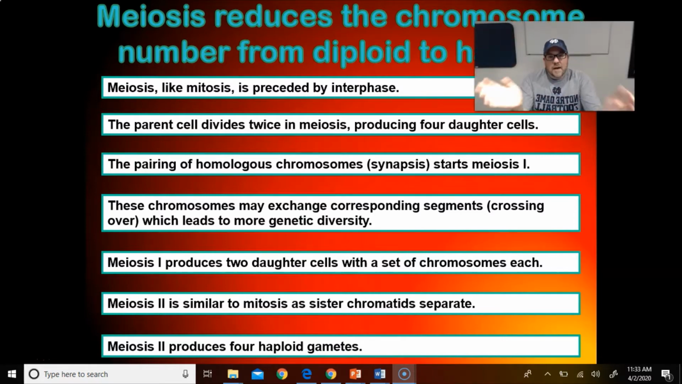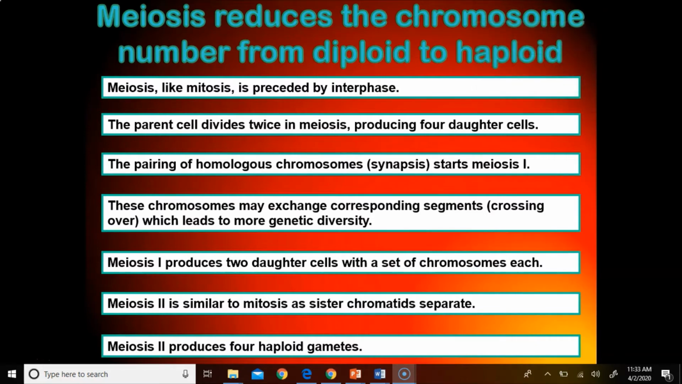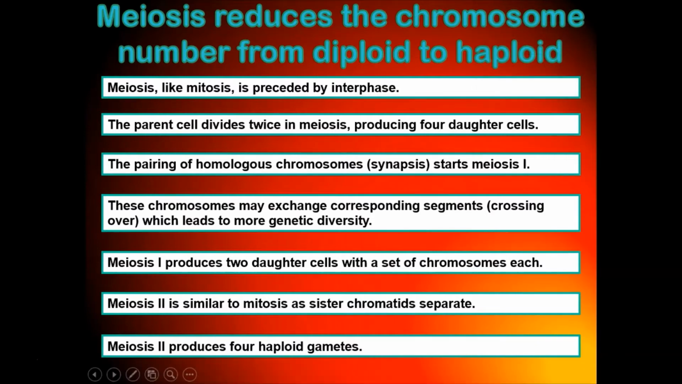And that should remind you of anaphase of mitosis, right? And then finally, meiosis 2 produces 4 haploid gametes. Okay, so let's take a look at some pictures and go through the videos. Okay, so here we go into meiosis 1.